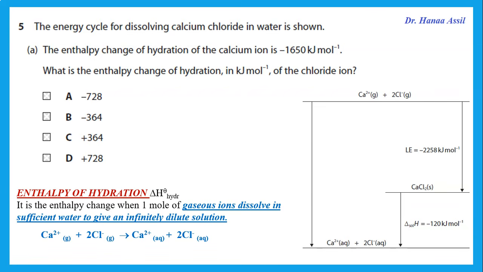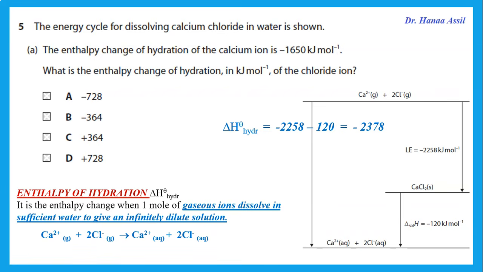So all that arrow going down, from calcium gas, chloride gas, to give calcium ions aqueous, chloride aqueous, the delta H of hydration is the total of the numbers that are given on the other side, the lattice energy and the delta H of solution. So we add them up, that is the delta H of hydration.